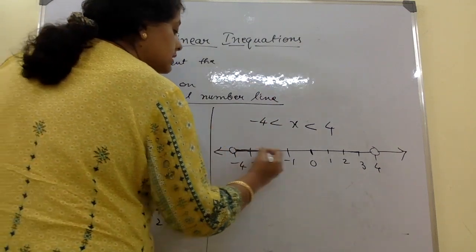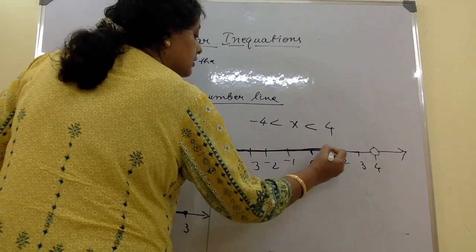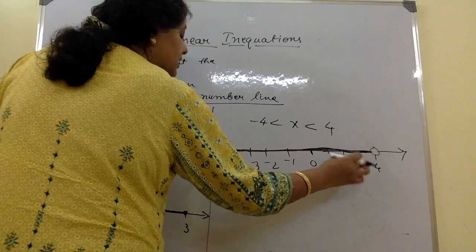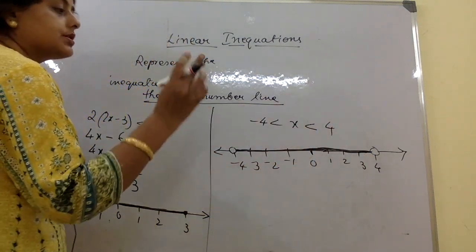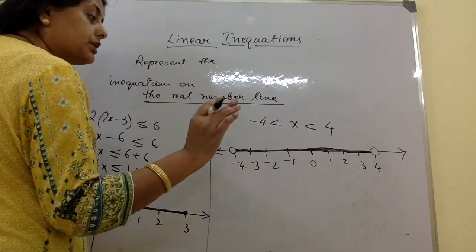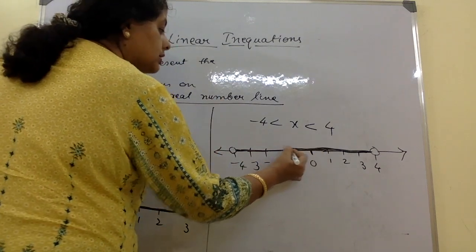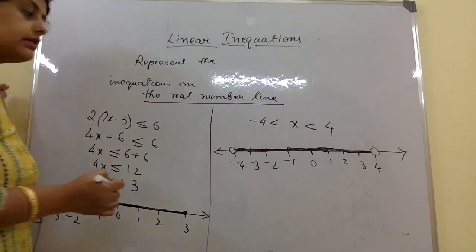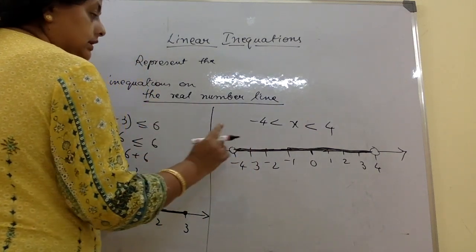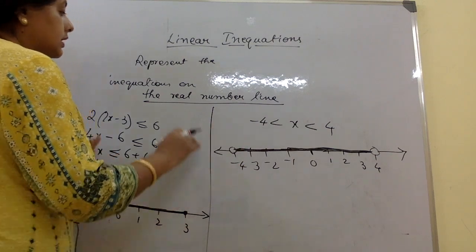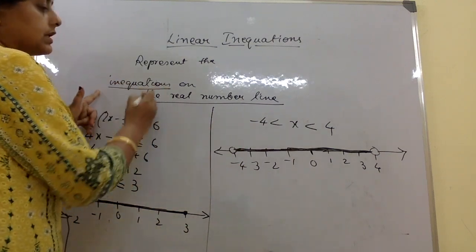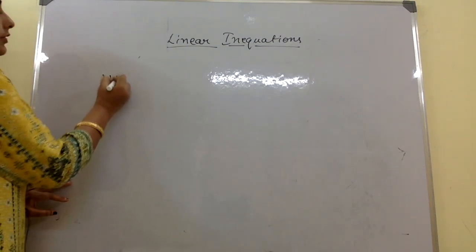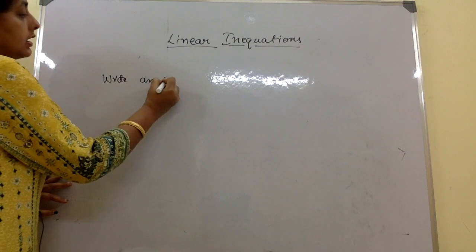So it goes like this, and we color this, and here it goes. Okay, it goes till here. So here also it takes 3.999, but it does not take the value 4 itself. So this is how we are supposed to darken this, and this is the answer. This is how we represent certain inequations on the number line.